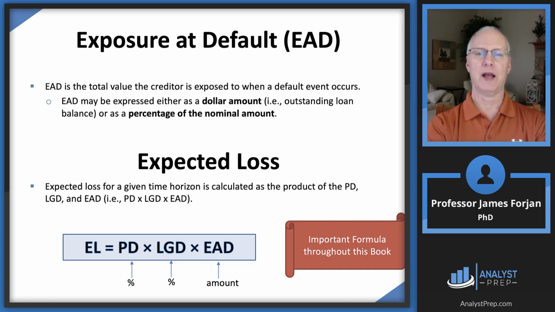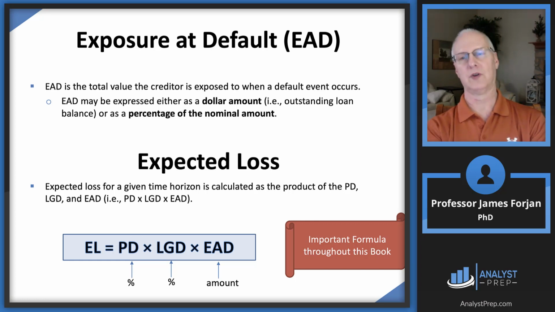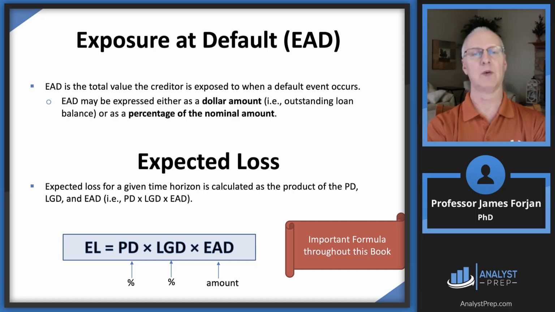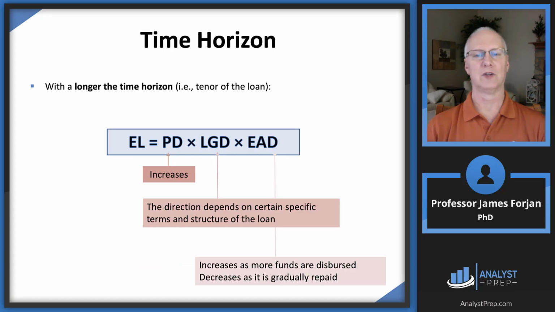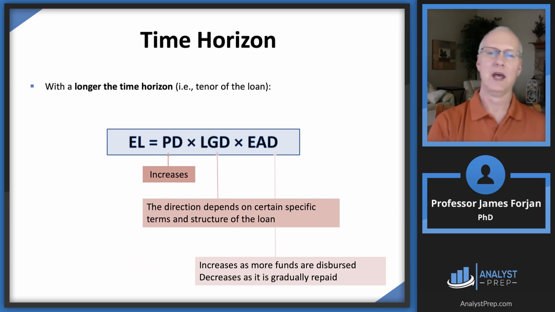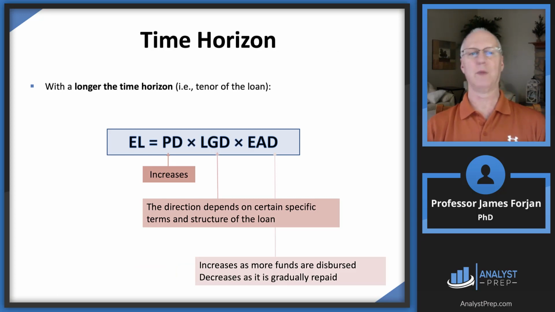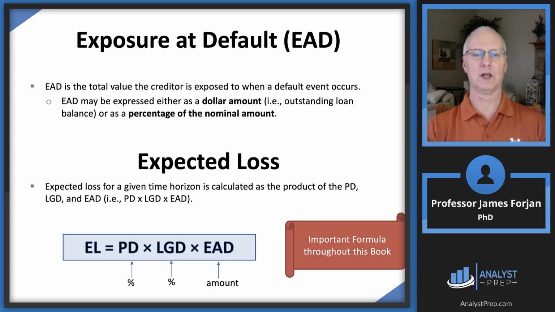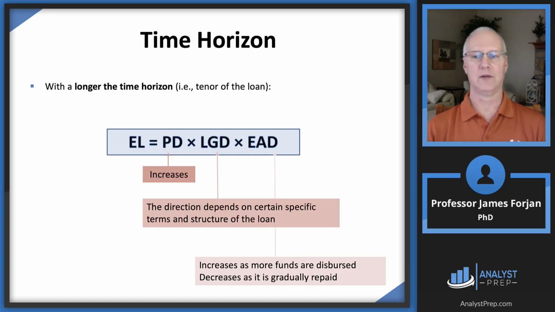If I owe the bank $100 and I'm paying $10 every month, part of that $10 is interest and part of that is principal if this is an amortizing loan. So I'm reducing the balance that I owe the financial institution. And so that exposure at default probably increases as more funds are dispersed, but then it decreases as it is gradually repaid. And so, if you look at this, let me go back here real quickly. If you look at this expected loss in the aggregate sense, then this slide makes really good sense.